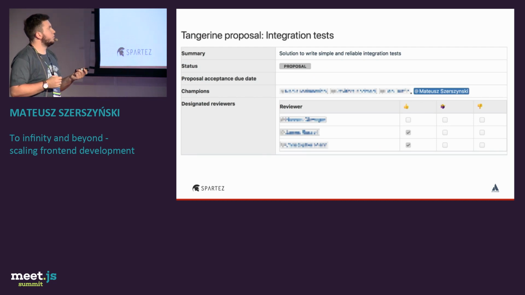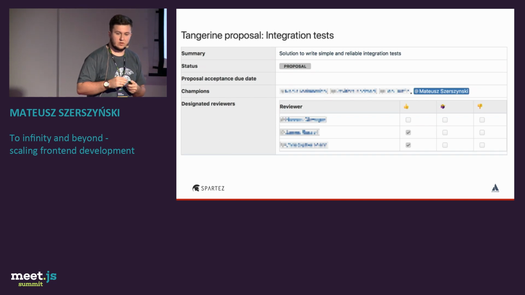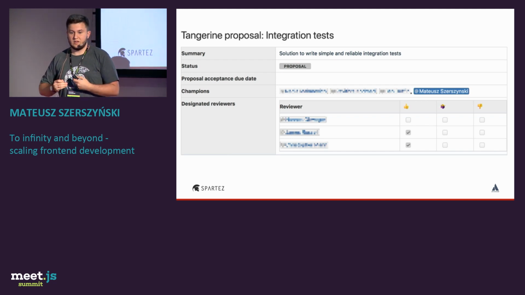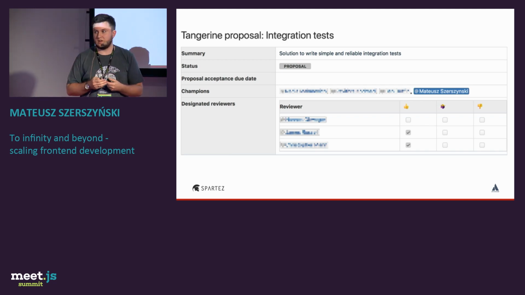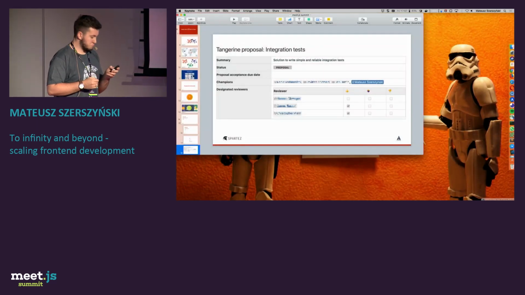And this is an example of this document. This is a proposal which specifies how our integration tests should look like. So we went with Cypress, and as you may see, there is a summary, there's a status of that, and there are a bunch of reviewers. Reviewers are people from the tangerine committee, which consists of people from different parts of our organization, people who have some experience, who work with different teams, and who have the knowledge and decide that, okay, this is how we want to go, and this is how we want to write our applications. Oh, sorry. Okay.